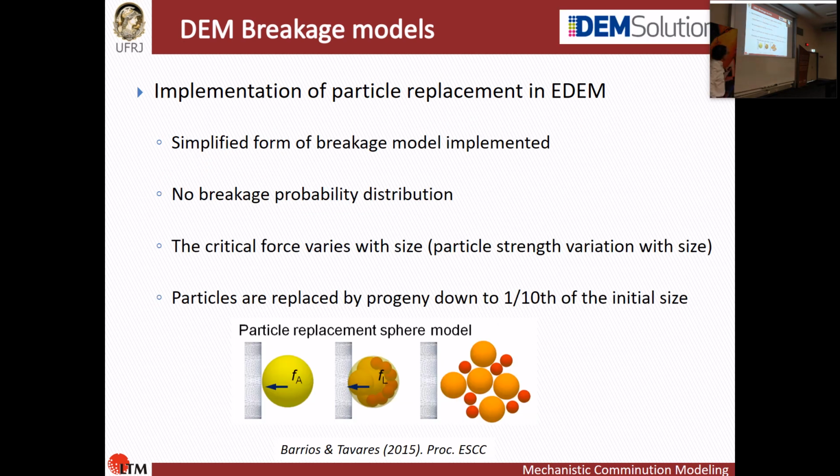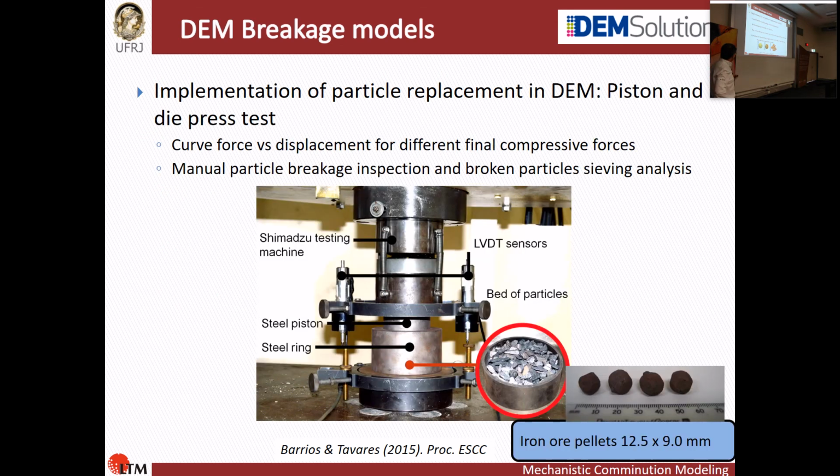So the first thing is we contacted DEM Solutions, who were interested in getting one particle replacement model implemented in their software, and we actually got a very simplified version of that, which is, in the end of the day, just having a particle. Every time it is stressed beyond a certain level, it creates a population of small progeny, and then keeps predicting what's happening in size reduction. How can we test that?